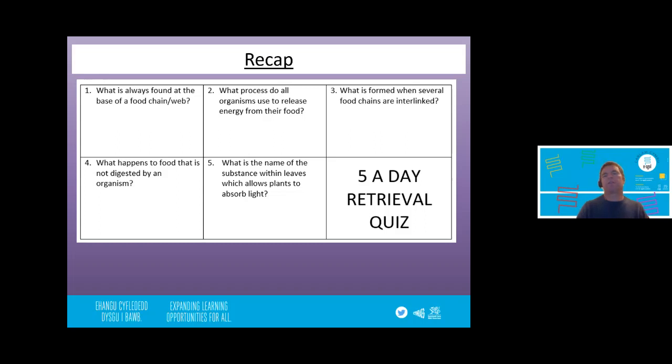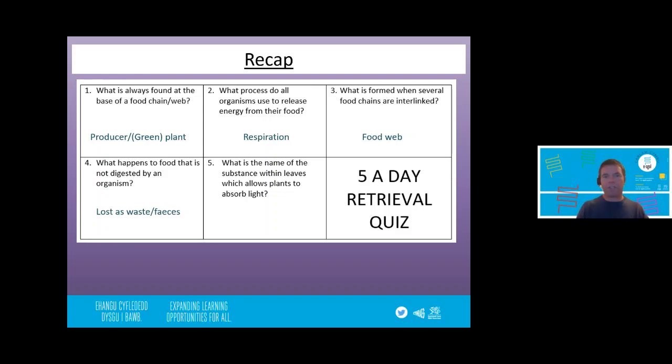Again, you can pause this and have a go yourselves, but I'll work through this right now so we can move on. So what is always found at the base of a food chain or food web? That's going to be a producer or a plant. What process do all organisms use to release energy from their food? It is respiration. What is formed when several food chains are interlinked? A food web. What happens to food that is not digested by an organism? Well, that's going to be lost as waste, come out as feces.